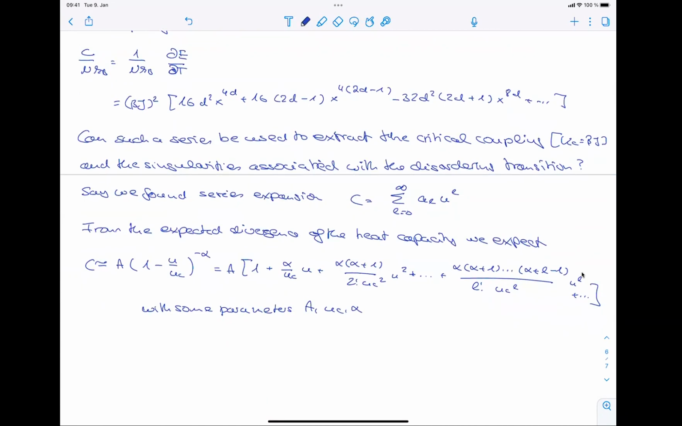And so now we expect that this expansion, like these coefficients, they should actually match these coefficients that I get from this high temperature series expansion, right? So we're approaching criticality, and so how we approach criticality, the expansions should match.